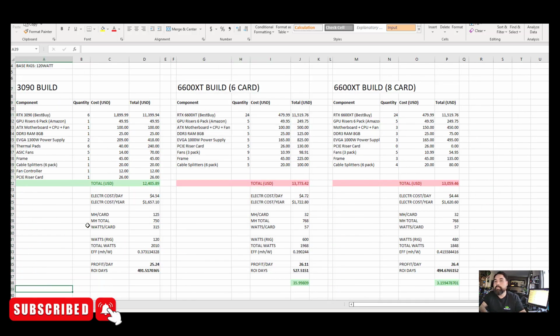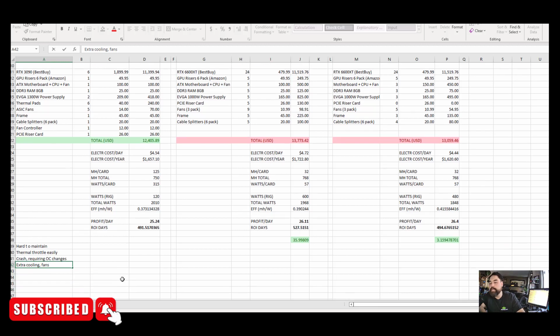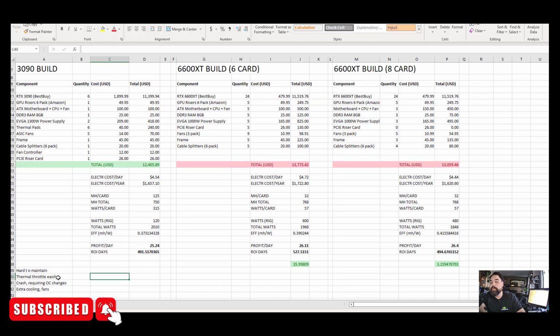So extra heat, hard to maintain. Okay, so these cards are hard to maintain. They get hot. They thermal throttle easily. They can crash, requiring overclocks, changes, extra cooling, fans. I got giant drum fans in front of my 3090 and 3080 rigs just to get extra airflow through them. Okay? So these are the issues that I found with the 3090.